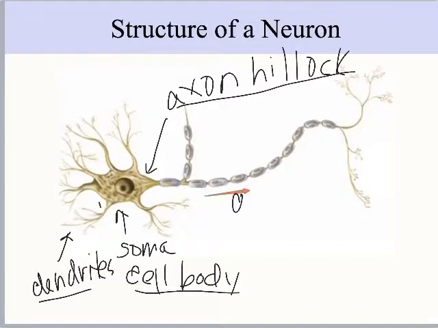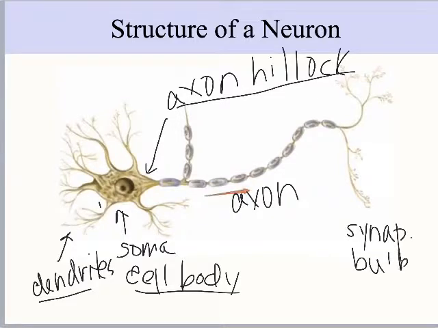This is the axon. That's the long part. And then down on this end, these are synaptic knobs or bulbs. They call them either thing.